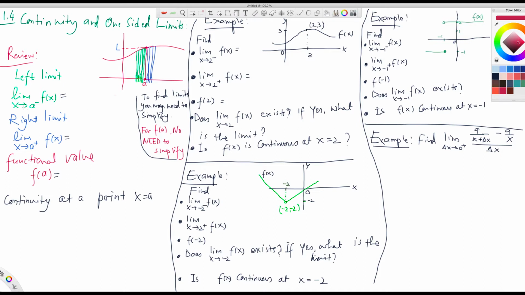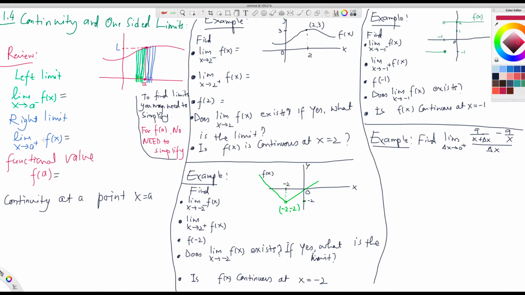What is the notation for the left limit? The notation is limit x tends to A superscript minus, f(x), right? And the right limit is limit x tends to A superscript plus, f(x). It just tells you the left side or the right side of the limit.